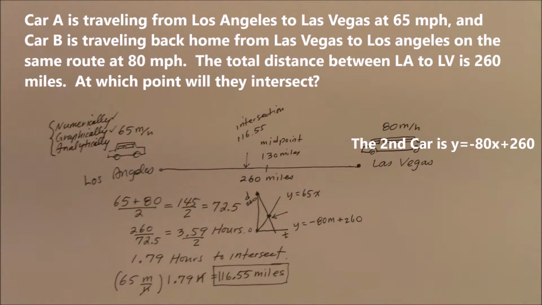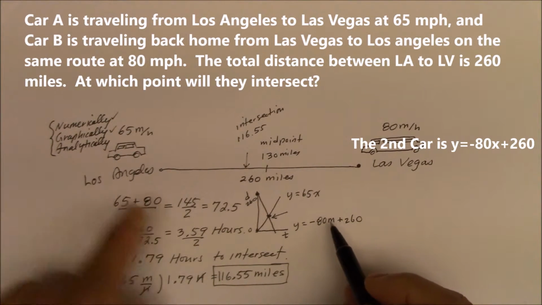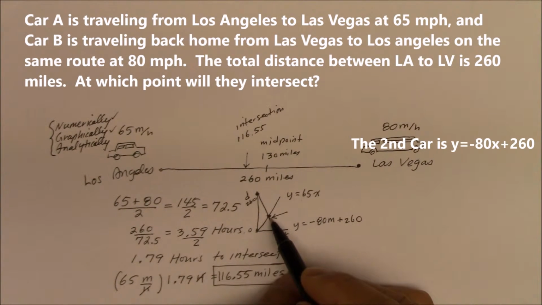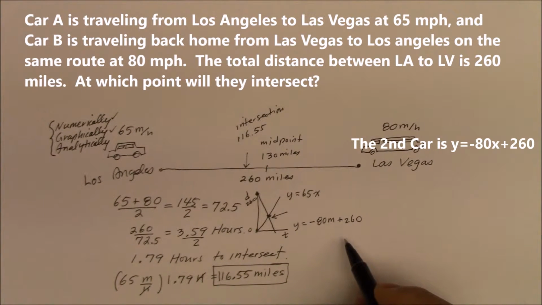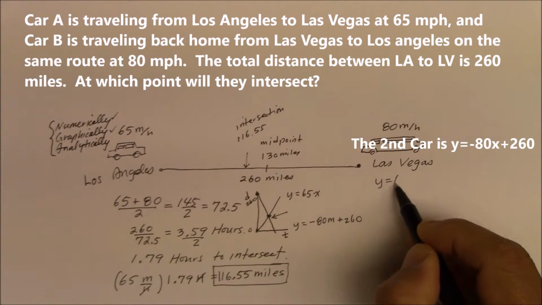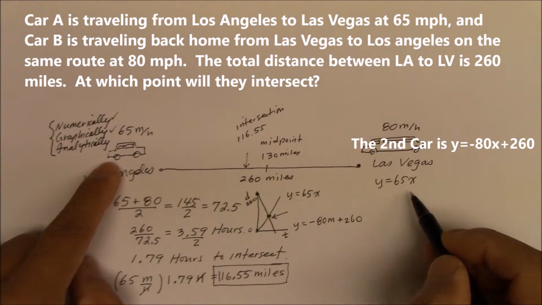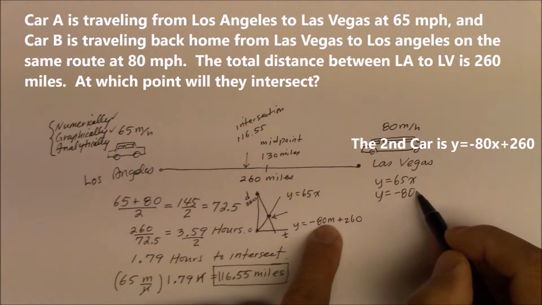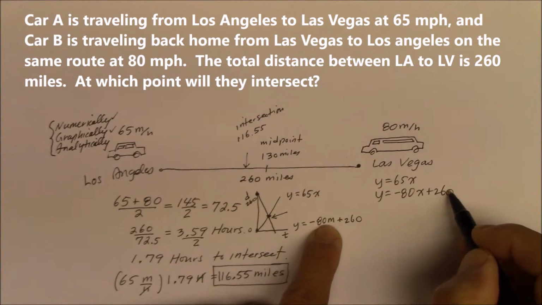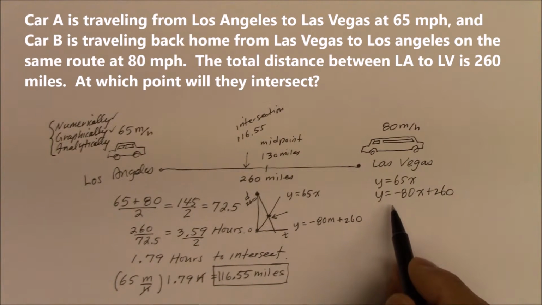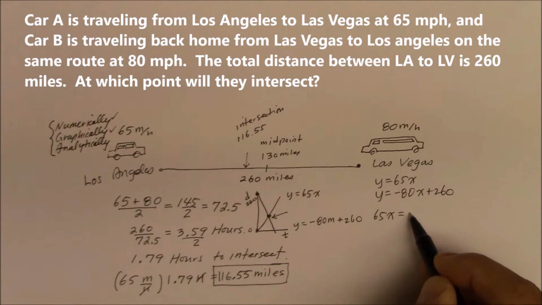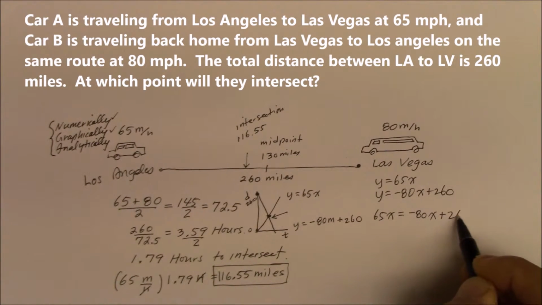Now analytically, they let the equations equal each other, where they will have the same x and y coordinate. So since y equals 65x for car A, and y equals negative 80x plus 260 for car B, this turns out to be a linear system. They set it equal to each other: 65x equals negative 80x plus 260.